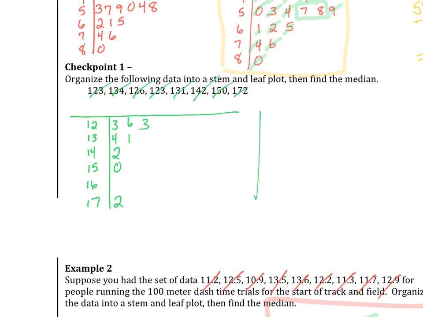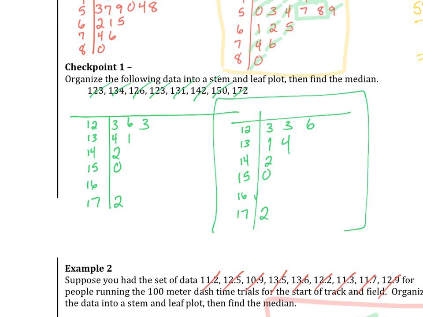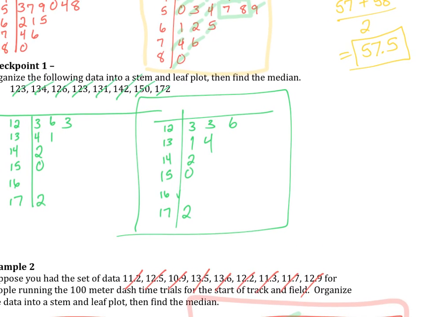So then lastly, we're going to make our T-chart. We're going to go 12 through 17. And put them in order. So 3, 3, 6, 1, 4, 2, 0, 2. So this is the final stem and leaf plot.